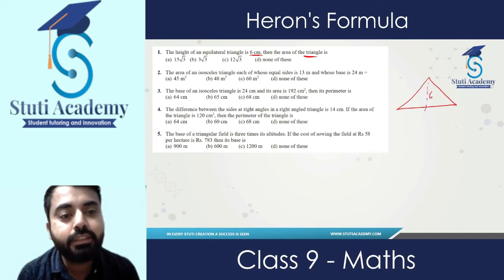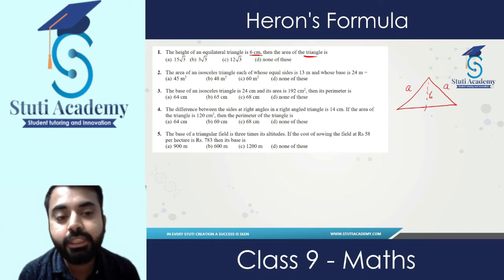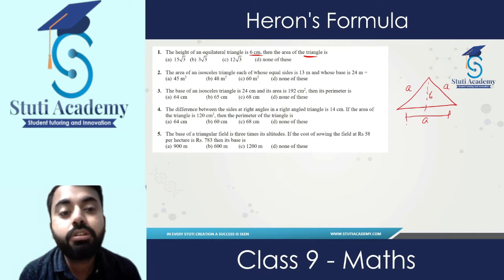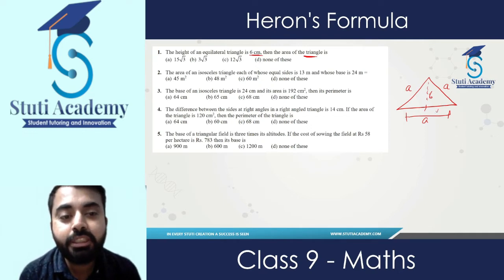It is 6. Now you remember, an equilateral triangle has each side equal. So let's say each side is a. And I also told you that in an equilateral triangle the height is also the median of that triangle. If this is the median, then it must be a by 2, right?